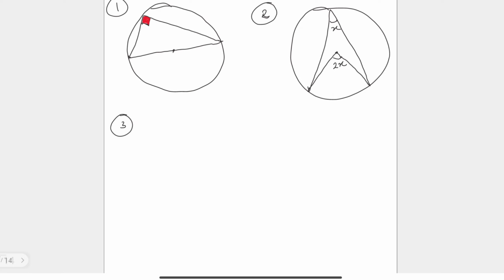Rule number 3. We have a circle again. Imagine we have a chord. As we have a chord, the radius of a circle will always bisect a chord at 90 degrees. So it is going to form a right angle.